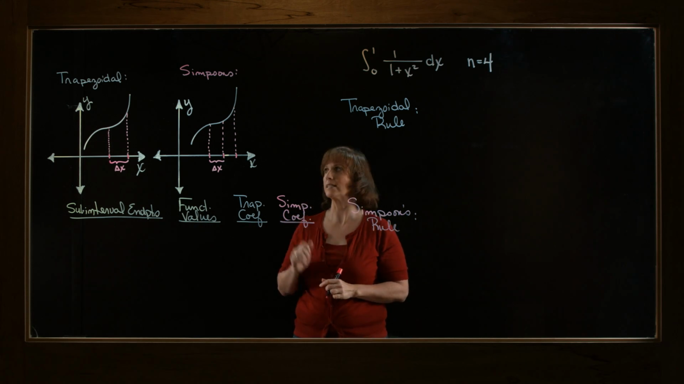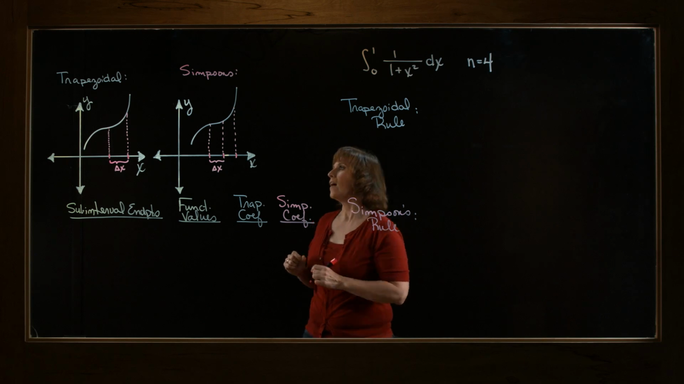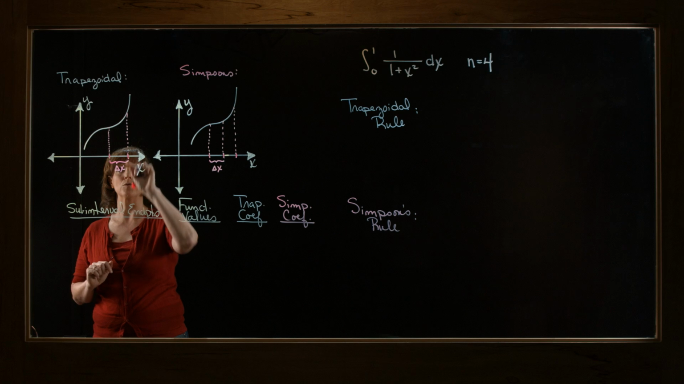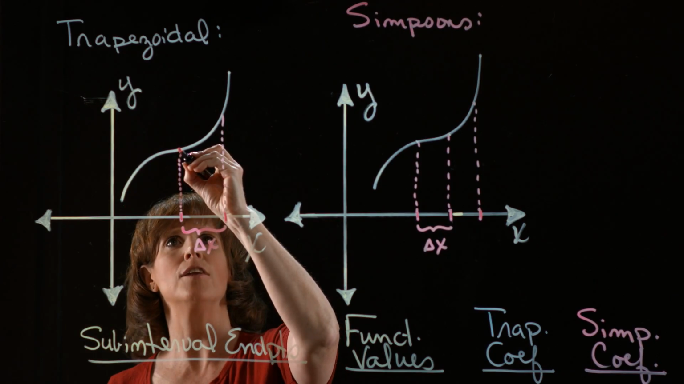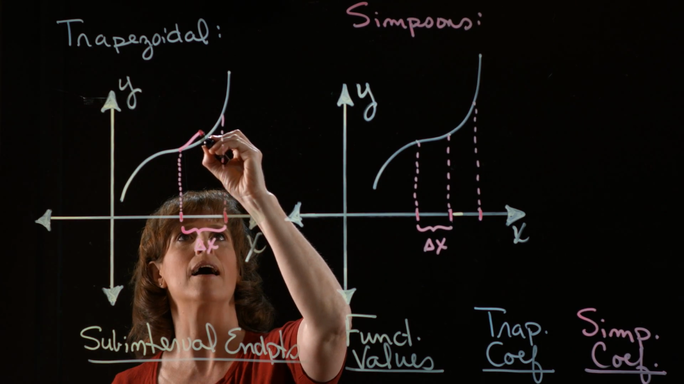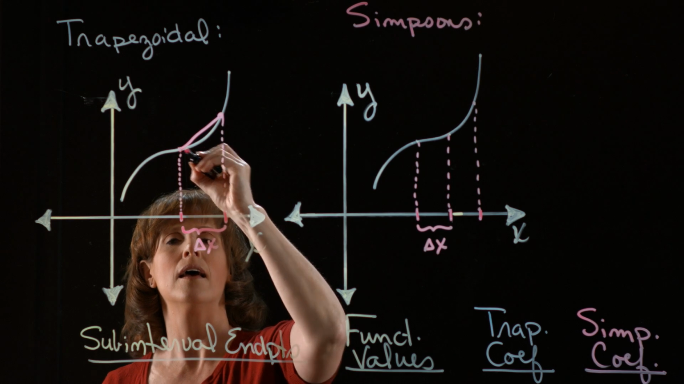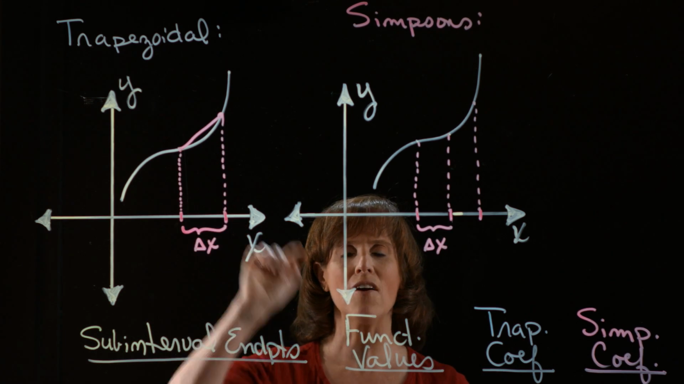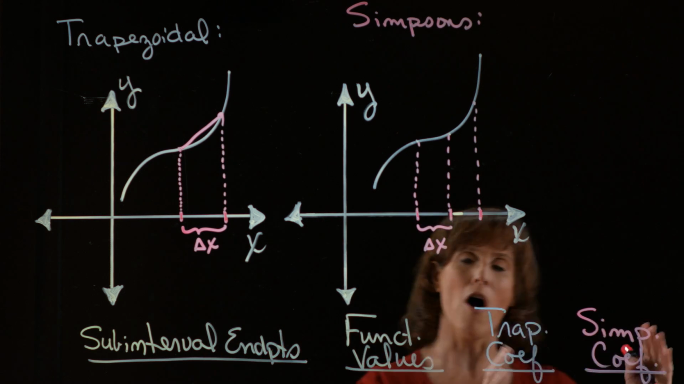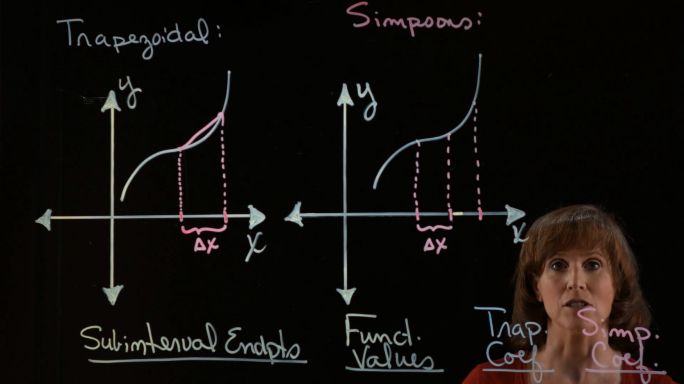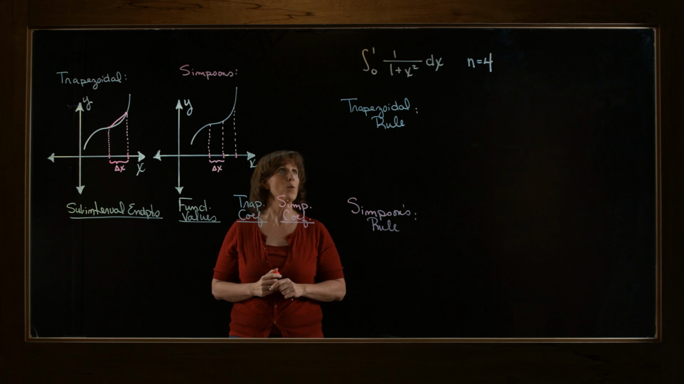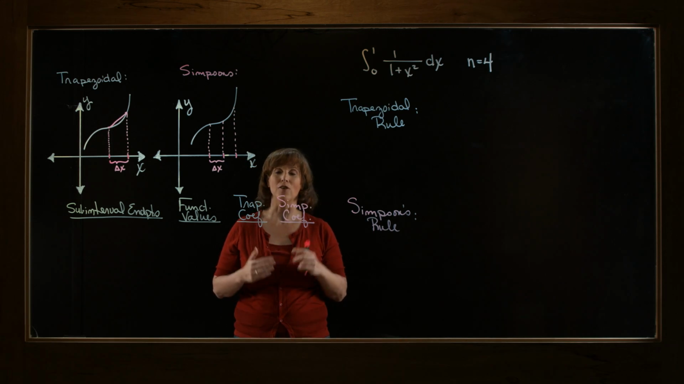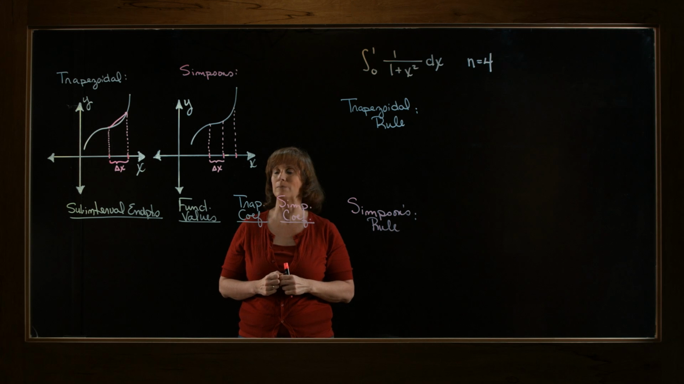What are the differences? The differences are in how you find the area under a curve. For the trapezoidal rule, you'll take these two function values and you'll connect them with a straight line. That creates a trapezoid. And so you'll be able to calculate the area of that trapezoid, sum up all of the trapezoids, and get an approximation of the area under a curve, which we know is the same thing as a definite integral as long as that curve is above the x-axis.